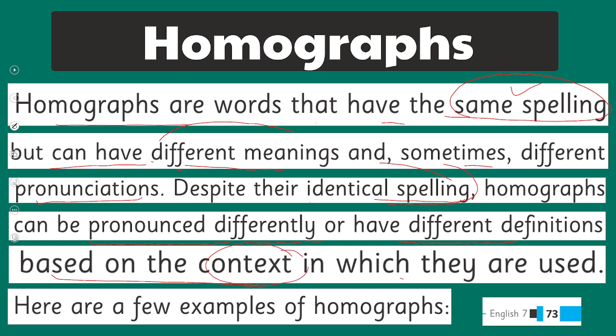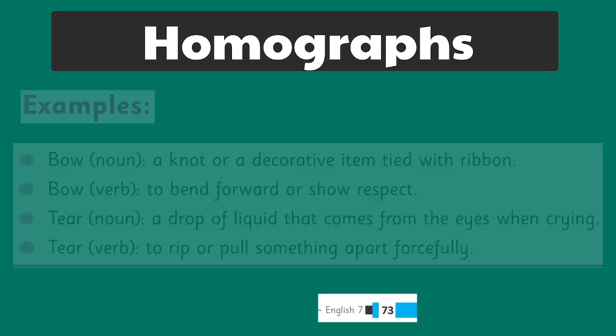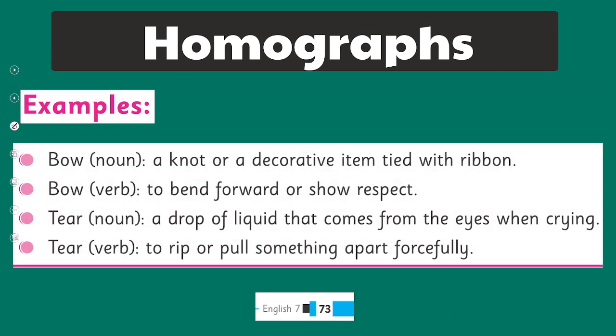which they are used. So in the example of L-E-A-D, lead, we see that the word is pronounced as lead and also pronounced as lead. So it means they have same spellings, but they have different pronunciations. Now here are some few examples of homographs before you.